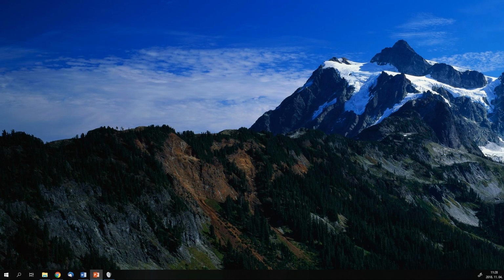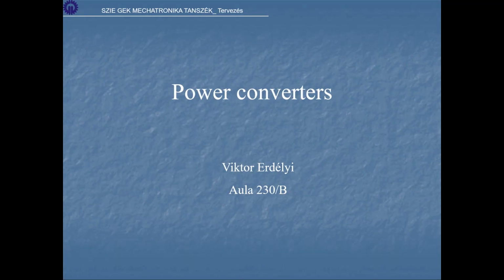So let's get started and let's get into the power converters, because we will calculate the power converters today. So basically in hydraulics the medium is much different than in pneumatics. In hydraulics we will use liquids as the power medium, and therefore the power medium will be incompressible. So we can't lower its volume. We can pressurize it, but we can't compress the medium.